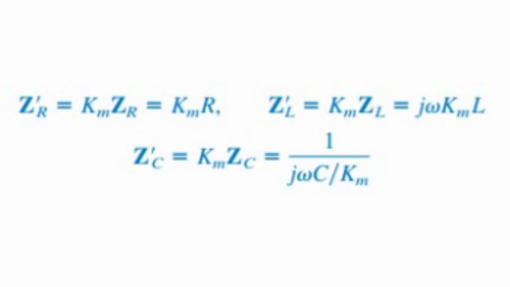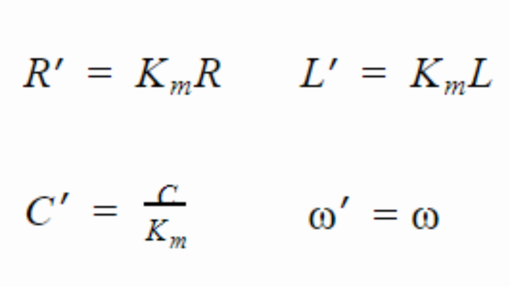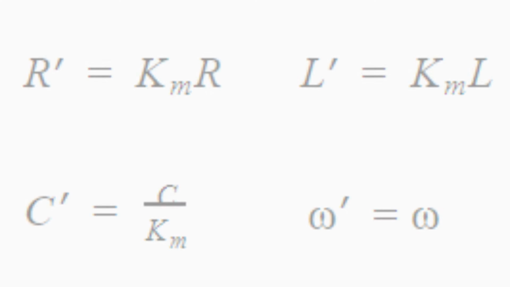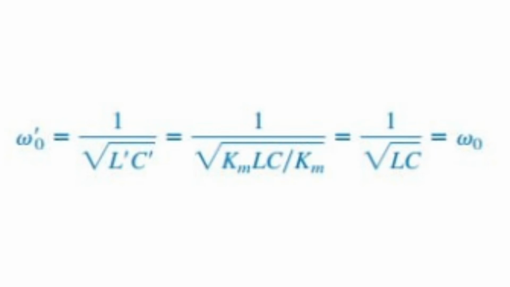Magnitude scaling is a process of changing components' values without affecting the frequency response of a circuit. By multiplying the impedance of RLC by a scale factor of magnitude Km, the equations on the screen are obtained. Since omega 0 accent equals omega 0 and Q accent equals Q, the resonant frequency remains the same.